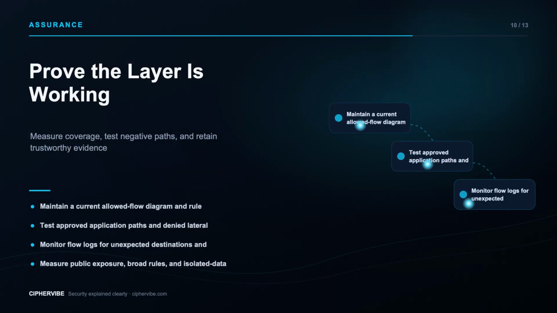A configuration screen is not assurance. Collect evidence that the intended control applies to the correct scope and that violations become visible. First, maintain a current allowed flow diagram and rule inventory. Second, test approved application paths and denied lateral paths. Third, monitor flow logs for unexpected destinations and admin ports. Fourth, measure public exposure, broad rules, and isolated data coverage.